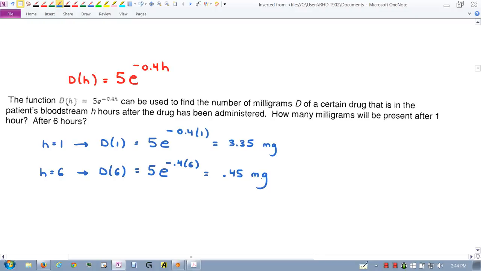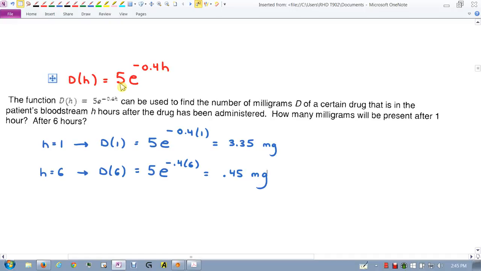Now here's a question they didn't ask, but I'm curious. How many milligrams of this drug were given to the person to start? 5? How are you getting 5? Where? Didn't say 5 anywhere, did it? Okay, so let's verify. It's correct. Okay, so you think this number here is the initial amount?